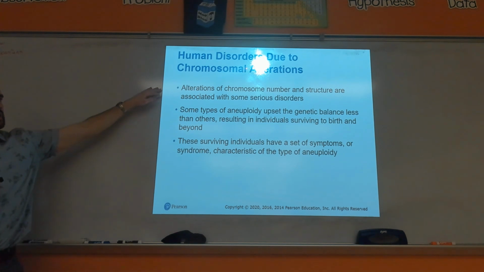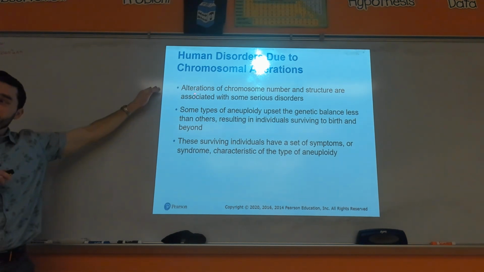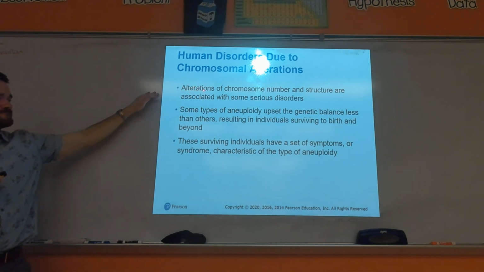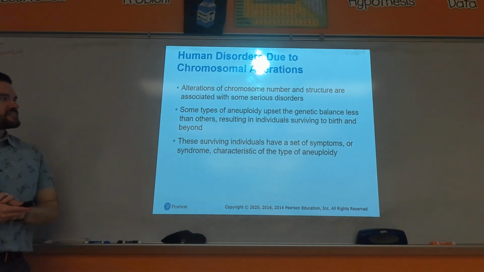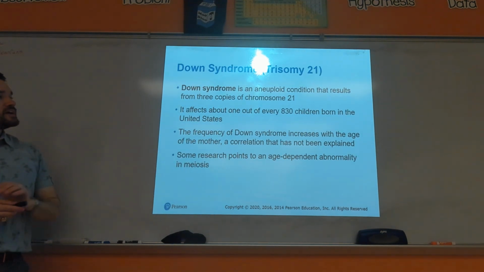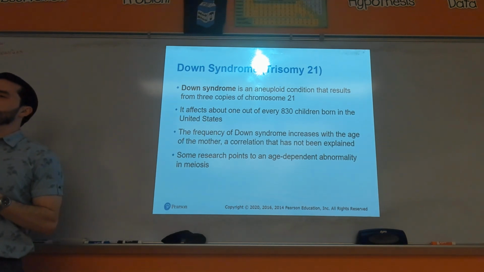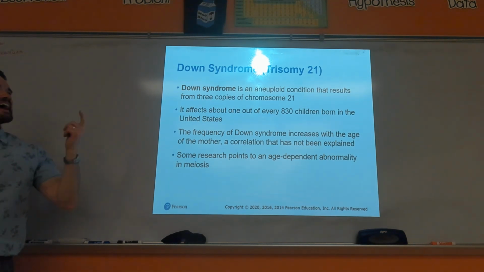So, as I said at the beginning of class, genetic disorders happen when you change chromosome number or structure, and that leads to a disorder. It's kind of self-explanatory there. Technically, if you look at the AP exam objectives, they don't say that you have to know the different genetic disorders. I do feel like you should remember Down syndrome.